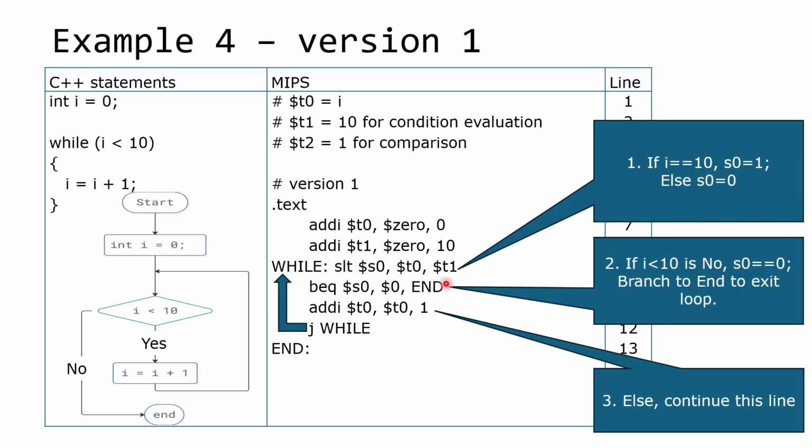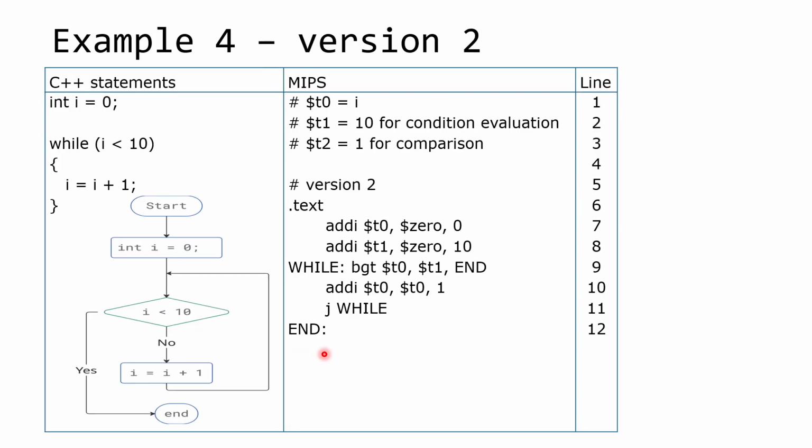When they check, T0 is 10, which is I equal to 10. Is 10 less than 10? Now this one becomes false, and S0 will contain 0. Now BEQ: is it equal to register 0, which is always 0? Yes, so they would branch to end. So this is how we use the loop. We write the command in assembly code, using the MIPS code.